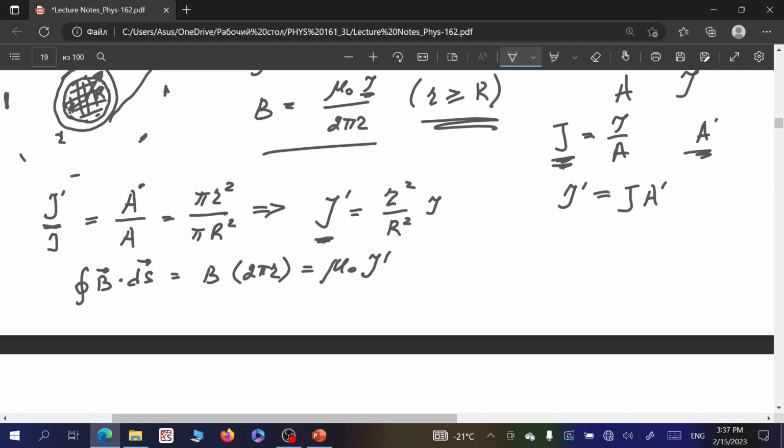Because we don't care about the whole current which flows through the conductor, we care only about that current which flows through the area of the closed loop placed inside the cross section of the conductor. And that is mu naught times r square over capital R square times I.